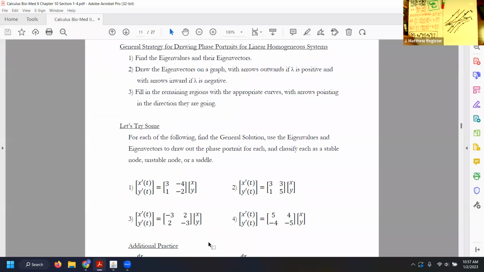That said, let's try another one. And so this one was a saddle point. Hopefully the next one will be something else. If it is a saddle point again, we might just call it at that point and try a different one. And so the next one, x dot, y dot equals 3, 3, 1, 5, times x, y. And so with this one, we could do the exact same process.